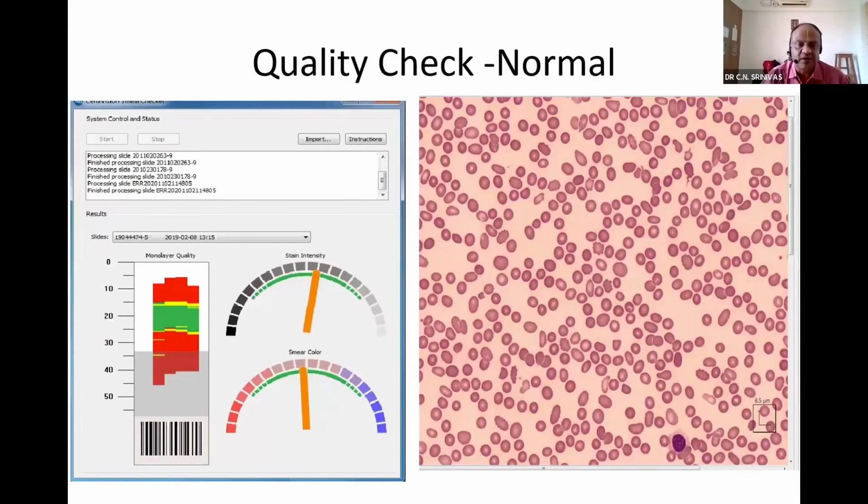I'm talking to you about how we can check the quality of the smear preparation as well as the staining itself. Here I have one of the quality check modalities of the digital imaging, and on the right-hand side is a beautiful cell image from a peripheral smear where it shows the stain intensity is good and the smear color is also good, and the quality has been given as green color here, which indicates that it's a good quality smear.